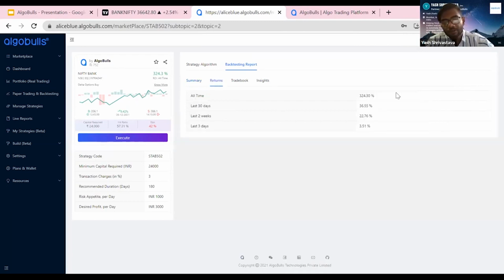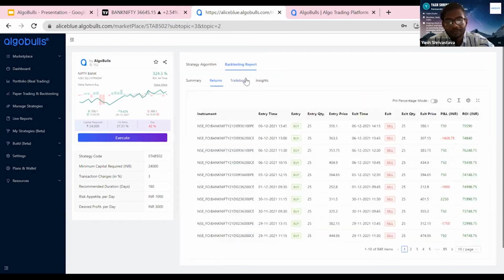Apart from that, when we talk about returns, the strategy has given you 324% return over the period of 1.5 years. And in the last 30 days, this has given you 36.55% return. And in the last 2 weeks, this has given you 22.76% return. And in the last 3 days, the strategy has been moving positive with 3.51% return.